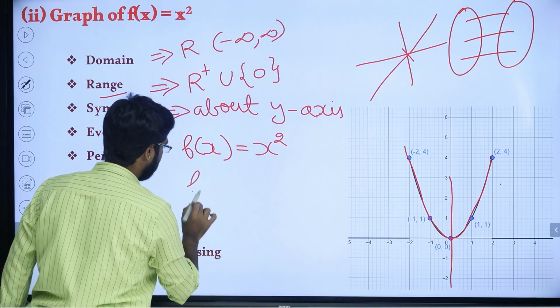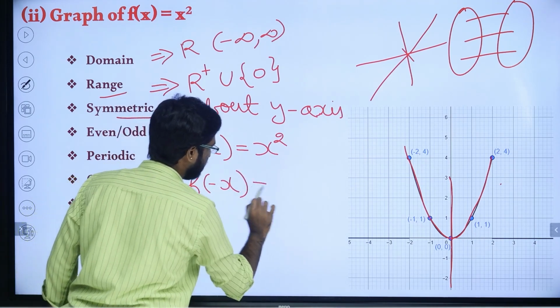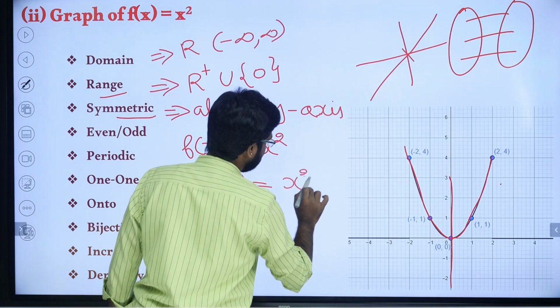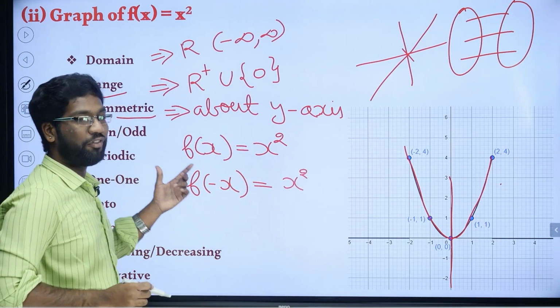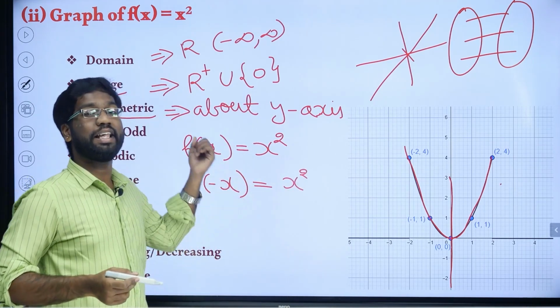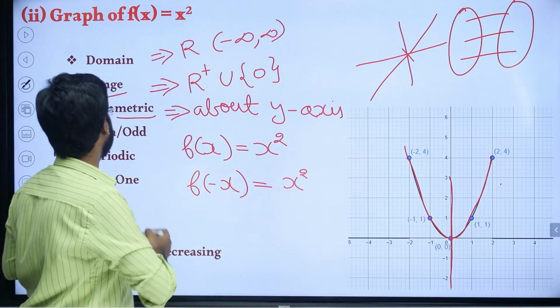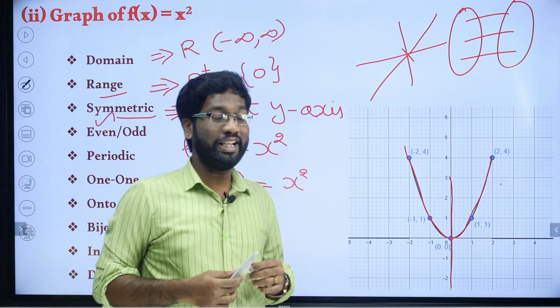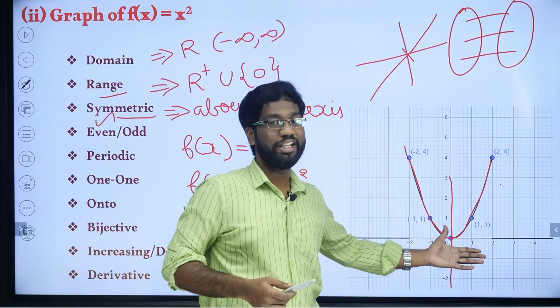Now I have to apply f of minus x, so that again I am going to get the same value, my dear students, x square. So since f of x and f of minus x are both equal, this function is an even function, my dear students. Already in the last lecture I explained through the graph how we can find whether it is an even or odd function.